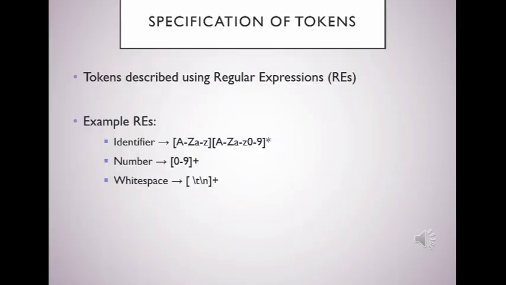Specification of tokens. Tokens are formally defined using regular expressions. These expressions specify the patterns of characters that belong to a particular token type. For example, an identifier must start with a letter and can be followed by letters or digits. This pattern can be expressed using regular expressions. Using such mathematical definitions allows us to automate the process of token recognition.